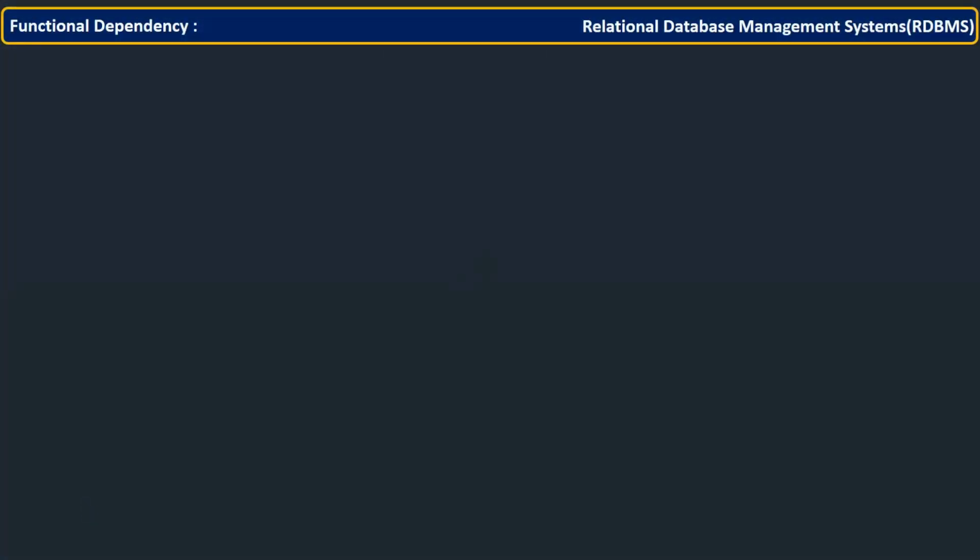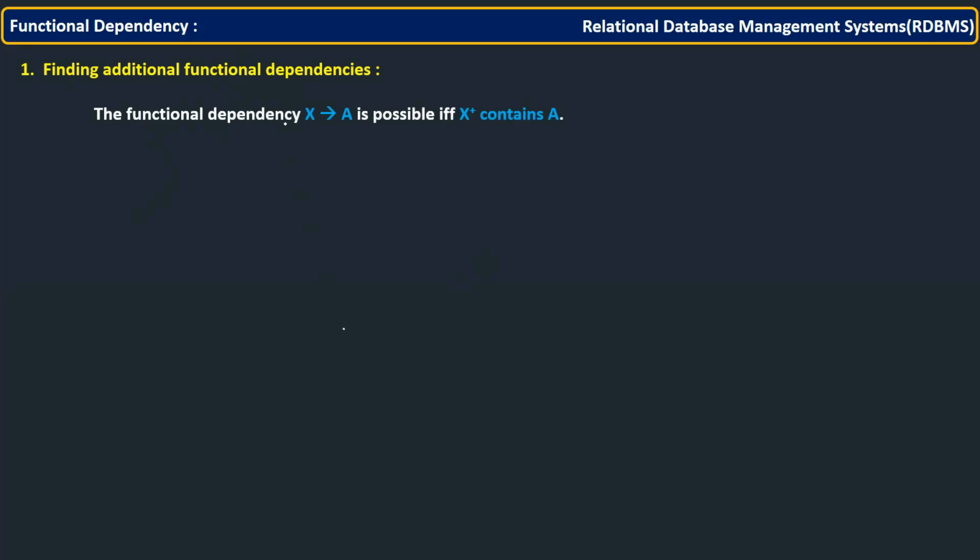Hi. So now let us see the first application by using closure. The first one is finding additional functional dependencies. That means we already have some FDs for the relation, and now you are going to derive new ones based on the given FDs. That is what it means: the functional dependency X deriving A is possible if and only if X closure contains A. So don't bother about this meaning. That will be clear if you understand one simple example.